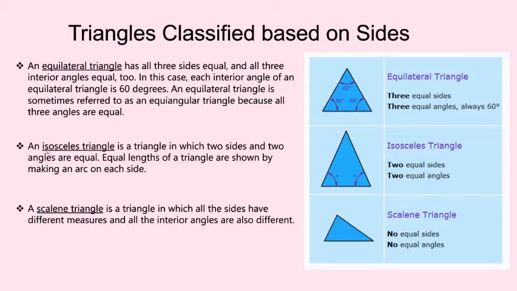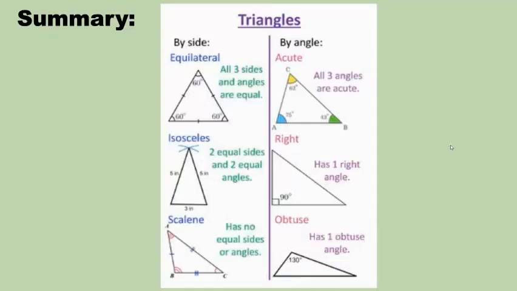And we also have the isosceles triangle, in which 2 sides and 2 angles are equal. As we can see in our example, we have 2 sides that are equal and 2 angles that are equal, which makes an isosceles triangle. For the scalene triangle, all sides and all angles are different measures. None of the sides and none of the angles are equal, as you can see in our example of the scalene triangle. Moving on, now we have the summary.